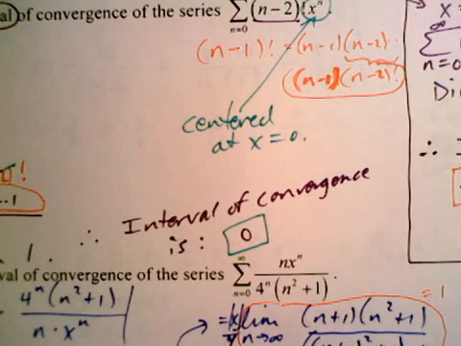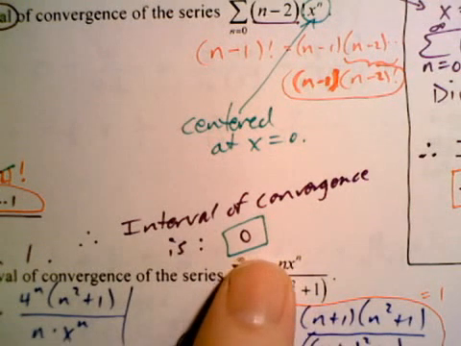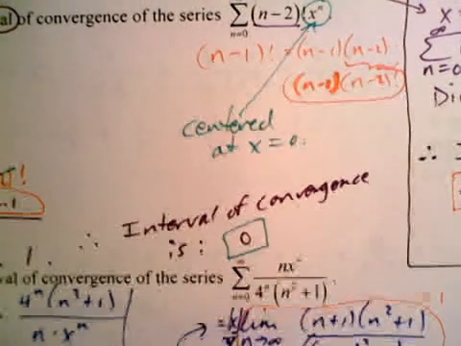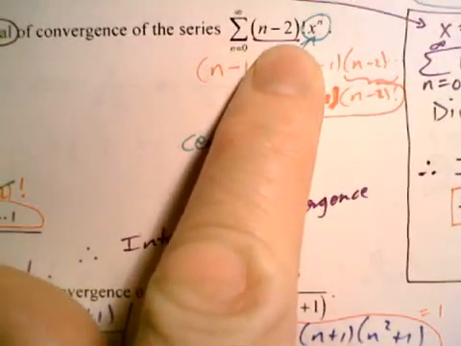0. That's where it's centered. Okay, so there's no radius, the radius is 0, and it's not ever less than 1. But always remember, every series converges at where it's centered, at least.